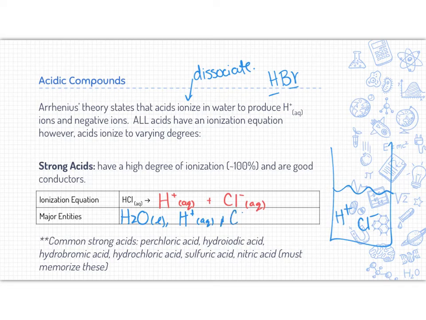I'm just listing again here. I am not making an equation, so I don't need to add any coefficients if there were any. There are 6 strong acids: perchloric acid, hydroiodic acid, hydrobromic acid, hydrochloric acid, sulfuric acid, and nitric acid. You must memorize these. I would highly recommend that you write out their formulas to remind yourself of what those formulas look like so that you can pick them out when you see them.